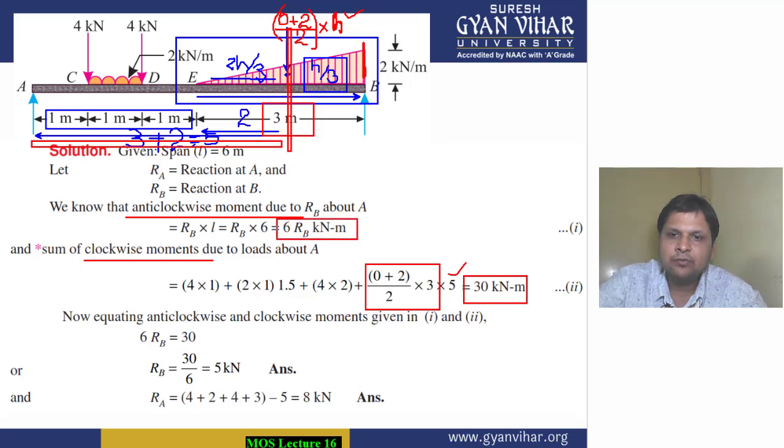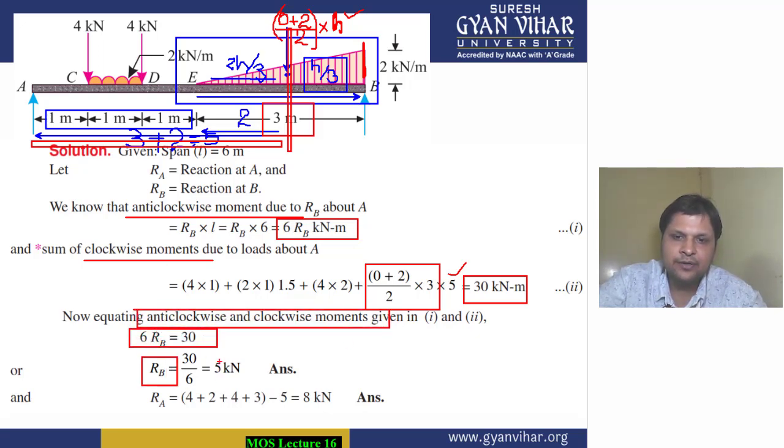Anti-clockwise moment should be equal to clockwise moment. We all know this, and if we equate, we will find that RB, the reaction at end B, is equal to 5 kilonewton.